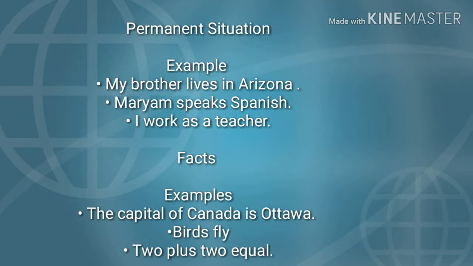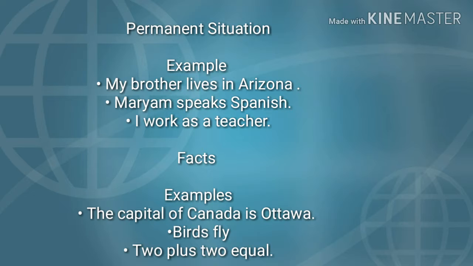Okay. I work as a teacher. That means I am a permanent teacher. I am not teaching temporarily. If I say "I am working as a teacher," this sentence is wrong. This structure will be wrong. So I say "I work as a teacher." That means I am a permanent teacher. I am working permanently. Okay.